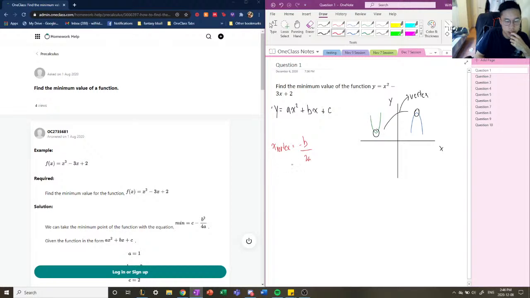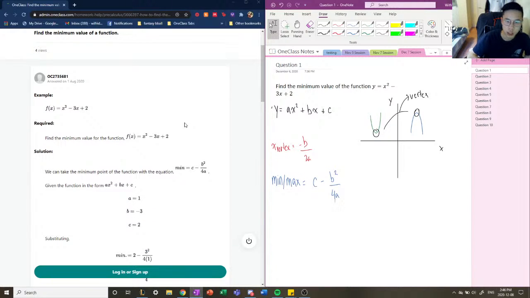Or the third way is to calculate it straight up by using this formula here. So min slash max is given by c minus b squared divided by 4a. So you can use a visual graph to locate the min-max, use the x vertex formula to find the x coordinate of the vertex and calculate for y, or just use this simple equation to find the y coordinate of the vertex. We're going to be using this, and that's what the junior tutor also did.